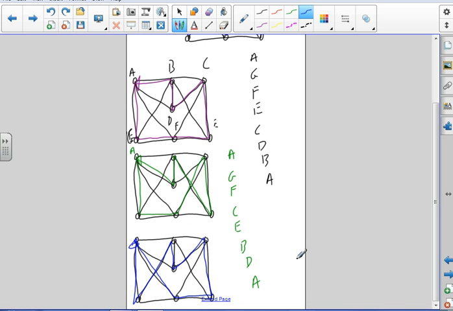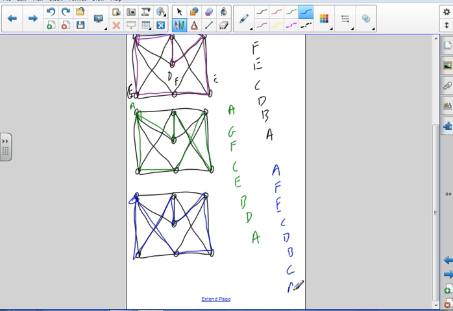And is that a different one? Yes, it is. Okay, so I'm going to do A, F, E, C, D, B, G, A. Okay, so I've done 3 different Hamilton graphs. Find a Hamilton path that starts at A and ends at B.